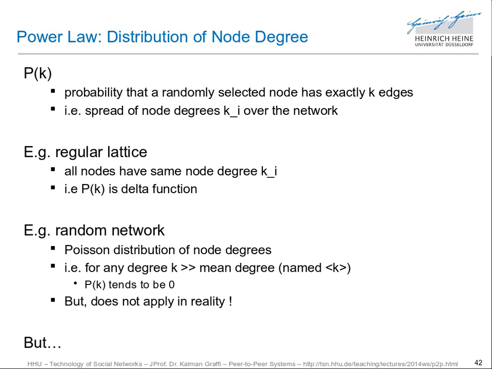Okay, this slide is kind of a duplicate, about the distribution of the node degree. So this p(k) is the probability that a randomly selected node has exactly k edges.